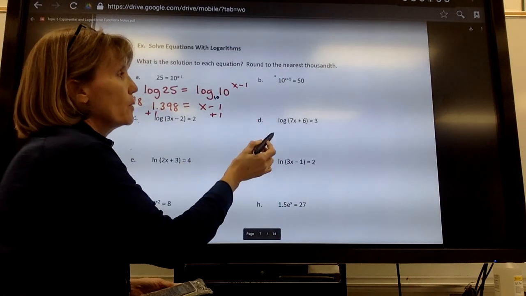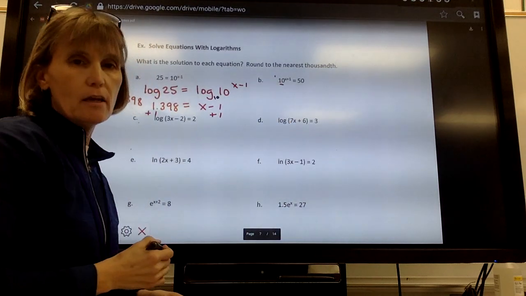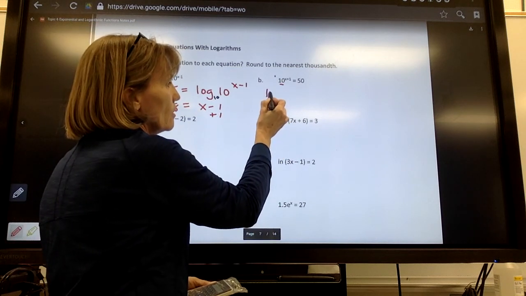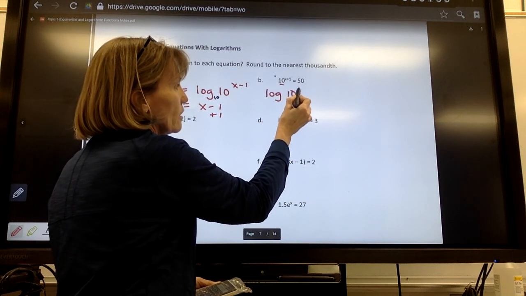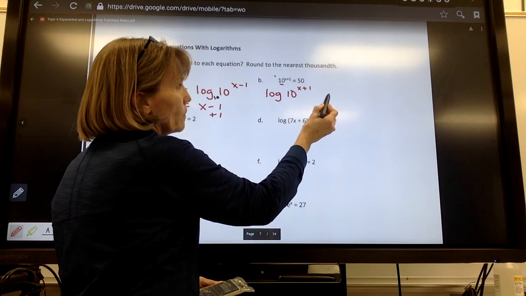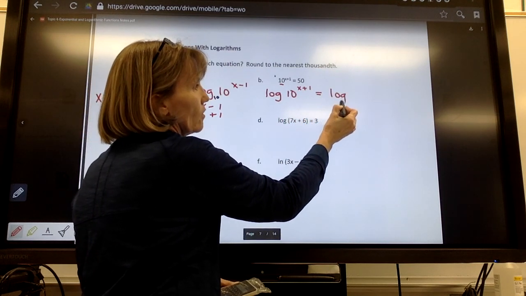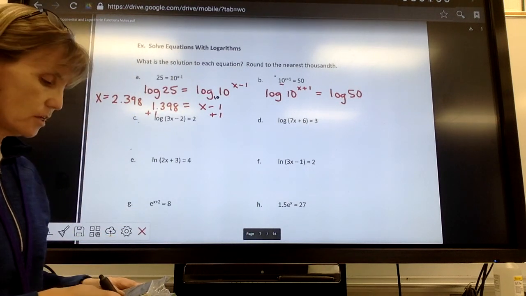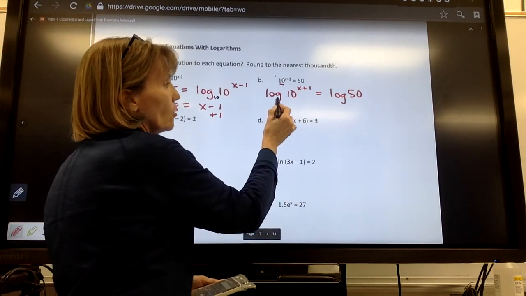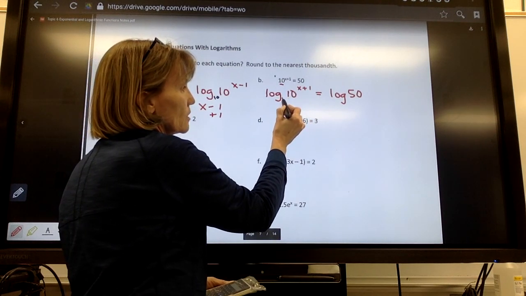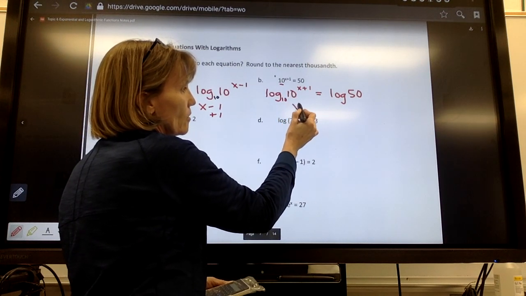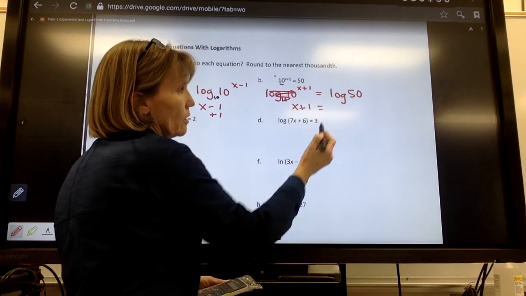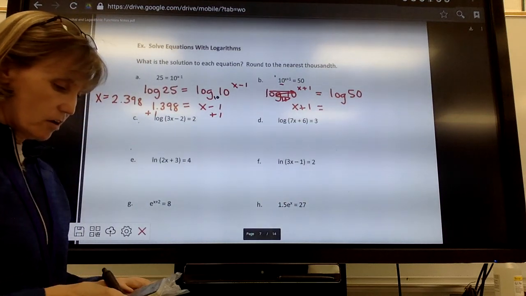Here's another example, B. We've got a base of 10, so we're going to take the log base 10 of both sides. In this case, that's just a common log. So I would take the log of 10 raised to the x plus 1, and that's equal to the log of 50 as well. Whatever you do to one side of an equation, you have to do the exact same thing to the other. When I take the log of 10 to the x plus 1, because this is a log base 10 of 10, those cancel each other out, and you're just left with x plus 1.